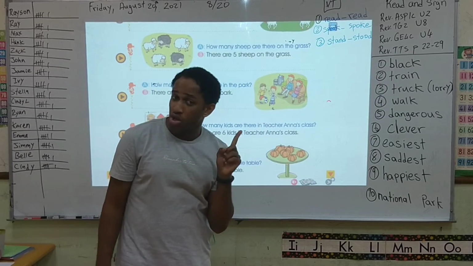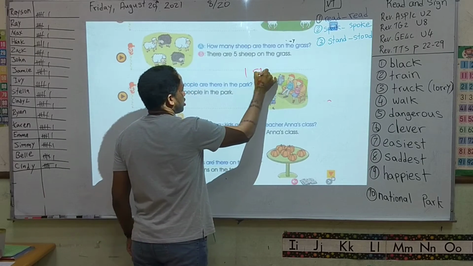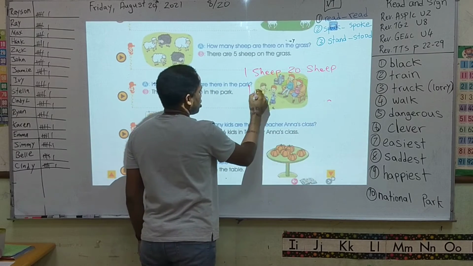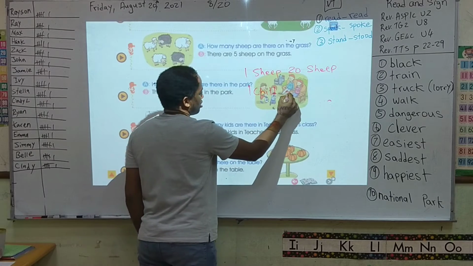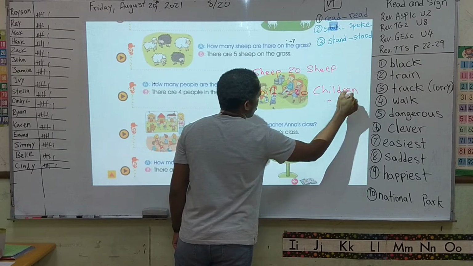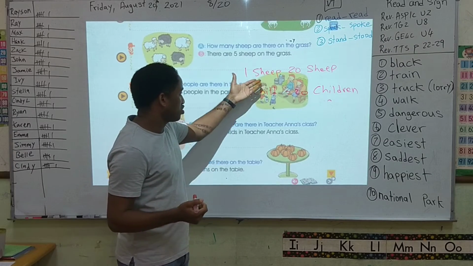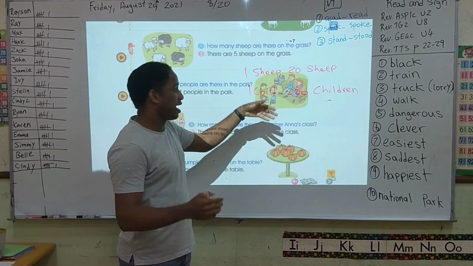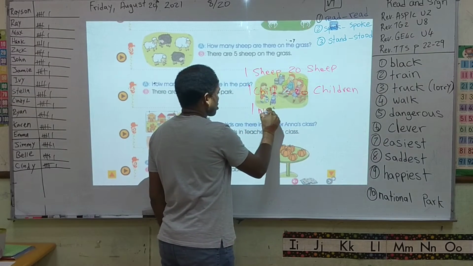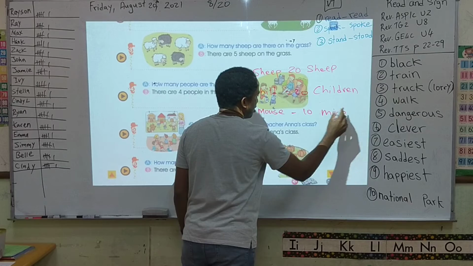Now remember, 1 sheep, many sheep. Remember that. 1 sheep, 20 sheep. Good. Now, 1 child, 20 children. Remember children, you add en, because you have many words that form the plural differently. So 1 sheep, 20 sheep. 1 child, 20 children. Now, how about this one? 1 mouse, 10 mice. Good, remember 10 mice.